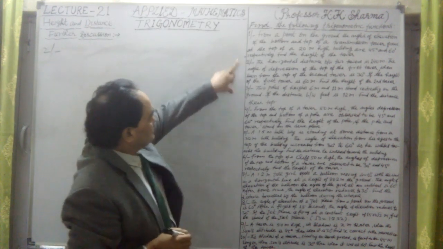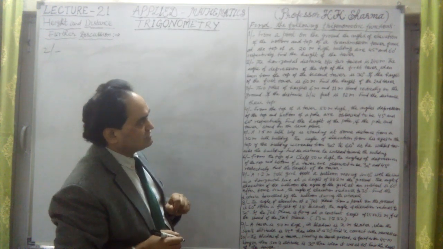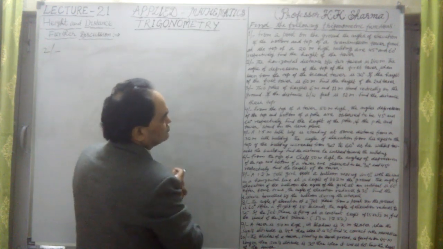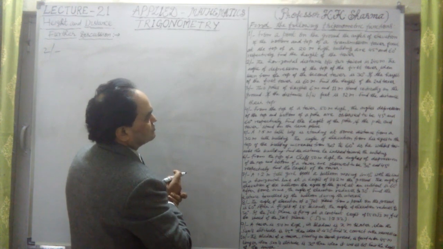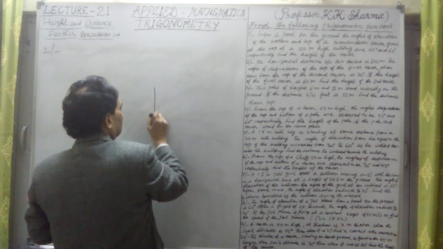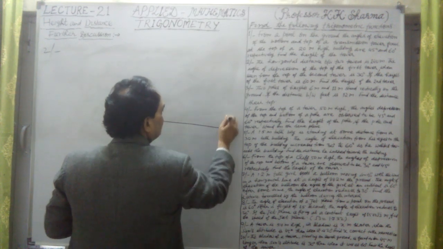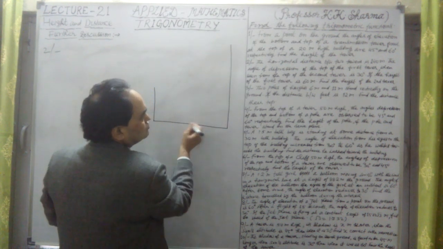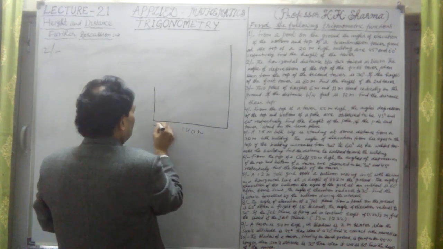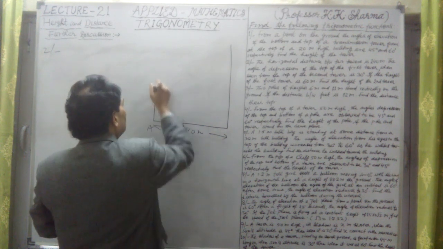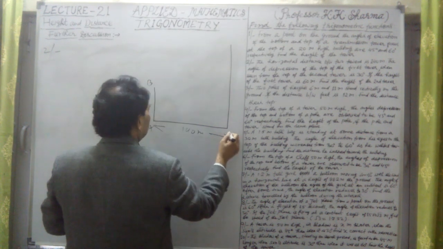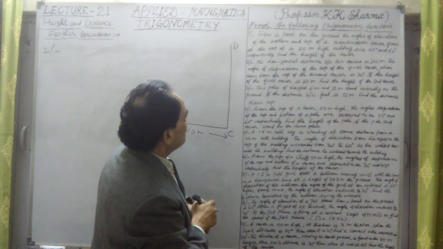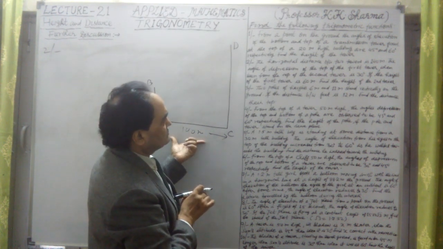Question 2 says the horizontal distance between two towers is 140 meter. The angle of depression of the top of the first tower when seen from the top of the second tower. The second tower is this, and the first tower, this is the higher one. Let me take AB as the first tower and CD as the second tower.